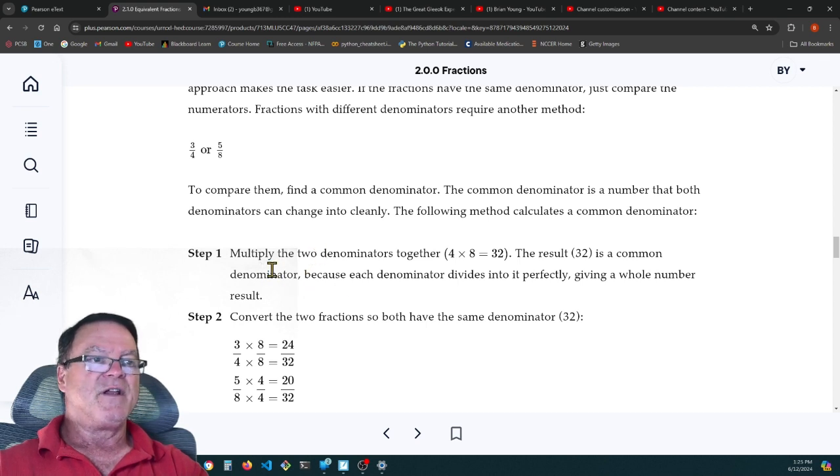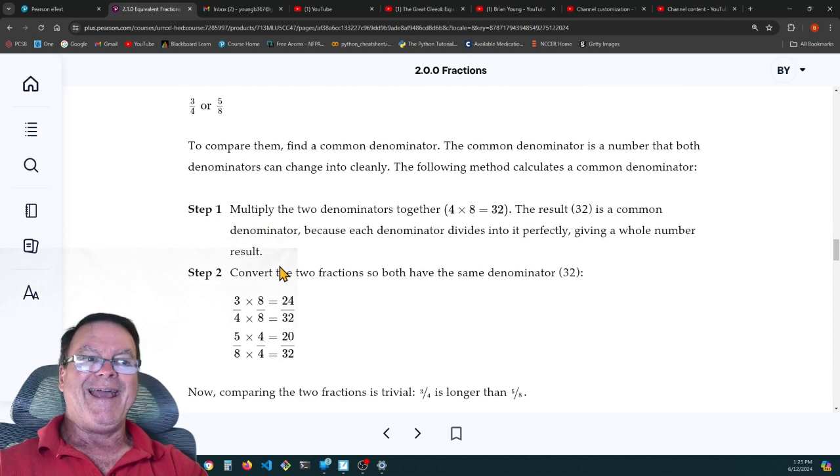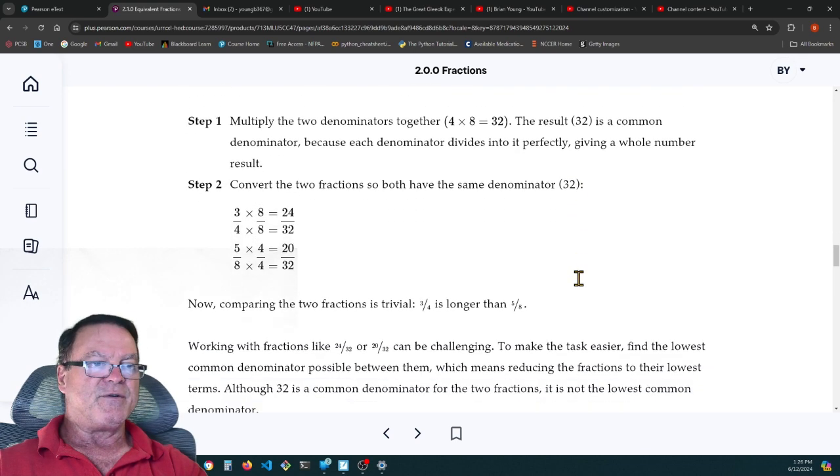And in this case, 3/4 and 5/8, 8 would be the lowest common denominator. We can change 3/4 into 6/8. So multiply the 2 denominators together. 4 times 8 is 32. The result is 32. It's a common denominator because each denominator divides into it perfectly given a whole number result. Convert the 2 fractions so that both have the same denominator, 32.